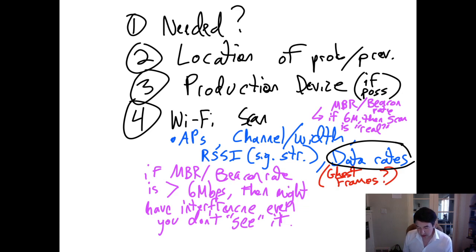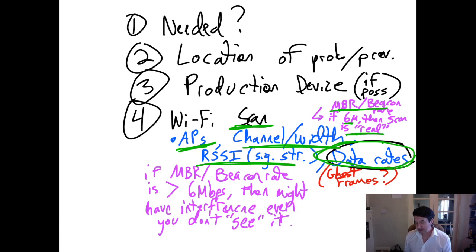So the bottom line is, you run one of these scanner tools, and what you're looking for is how many access points are reaching the area, which channels and which channel width these access points are using, how strong the signal strength is from these access points, and also what the minimum basic rate or beacon rate is that these access points are using. If the access points are using the minimum basic rate of 6 megabits per second, then you kind of know that the scan is real. If I see something, it could be causing interference.